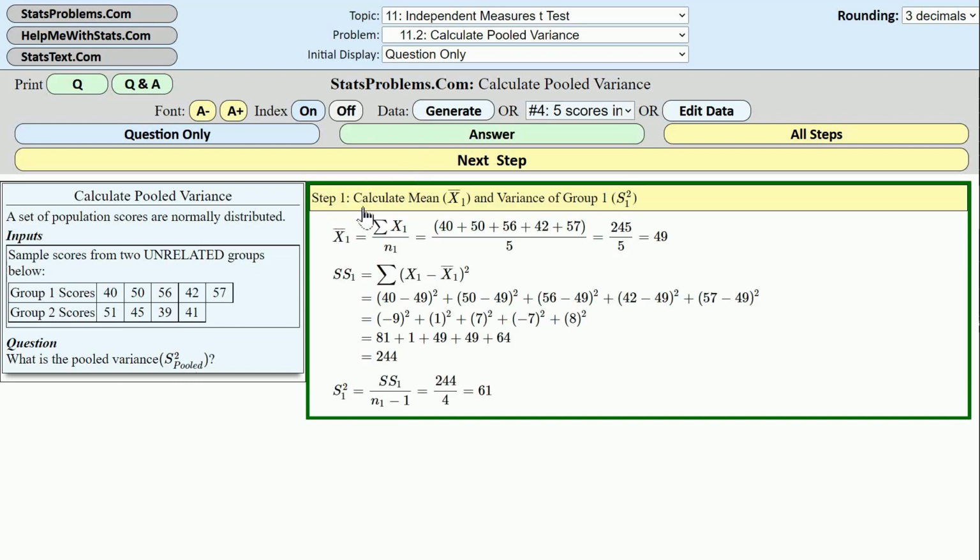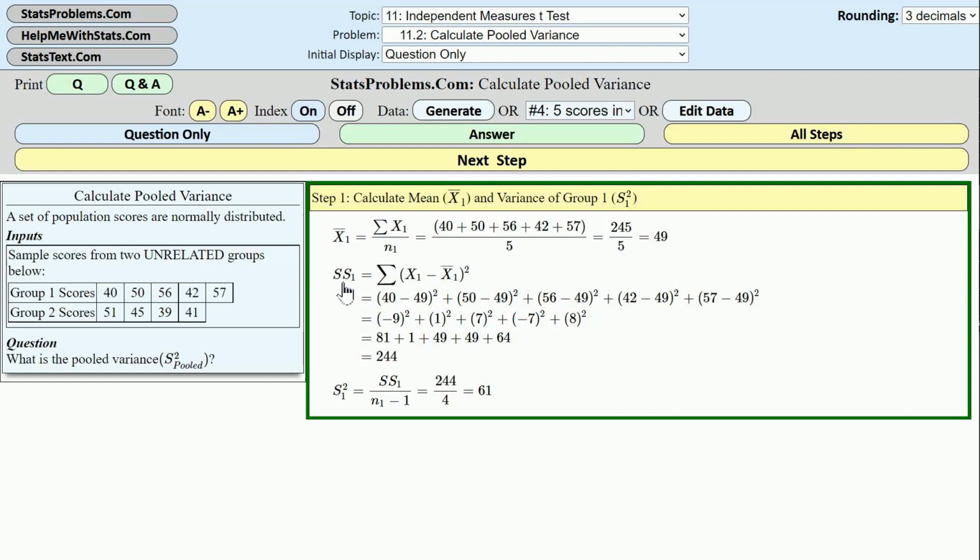In Step 1, we calculate the mean, x bar 1, and variance of Group 1, S1 squared. X bar 1 equals the sum of x1, divided by the sample size of Group 1, N1. In this example, x bar 1 equals 40 plus 50 plus 56 plus 42 plus 57 divided by N1, 5, which works out to 245 divided by 5, which works out to 49.